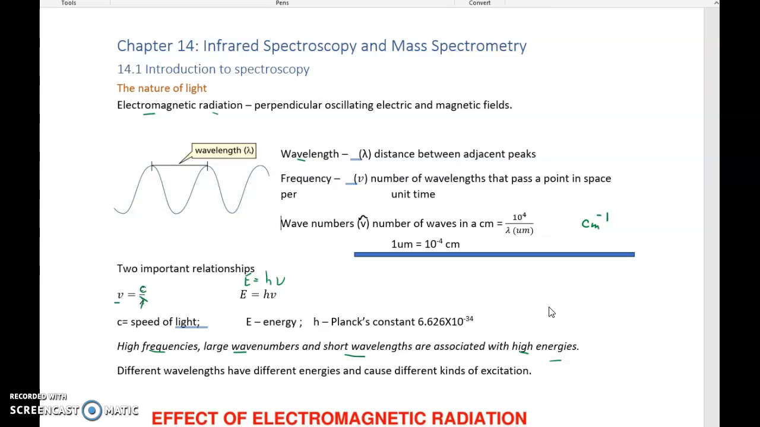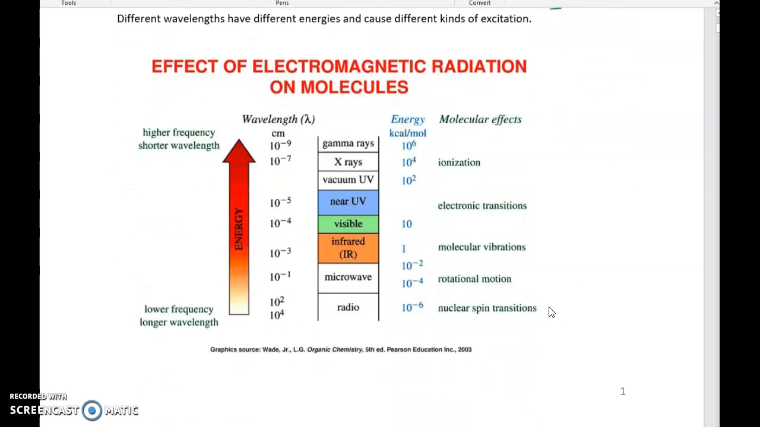Different wavelengths have different amounts of energy, and they cause different amounts and types of excitation. So here we have a diagram. High frequency gives us short wavelengths, high frequency, and high energy. These shorter wavelengths, higher energy things, cause our gamma rays and X-rays, and they cause ionization. So they will actually remove an electron.